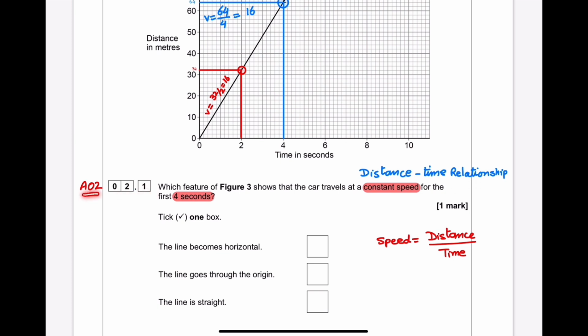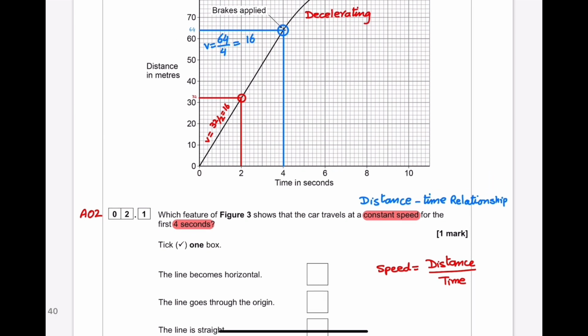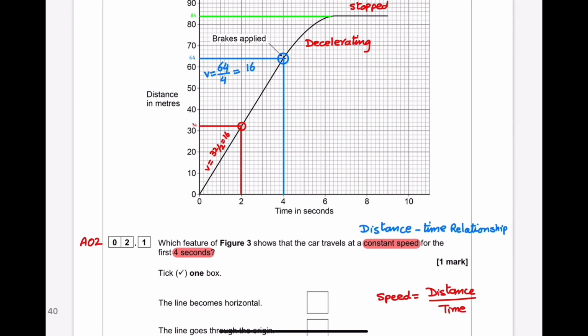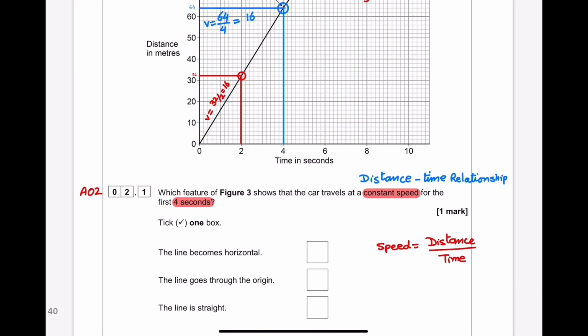2.1 is an AO2 question, and this question is from the distance time relationship. What feature of figure 3 shows that the car travels at a constant speed for the first 4 seconds? If we go here up to the first 4 seconds, we can see here the graph is a straight line. For the steady speed, it is not necessary that the graph should pass through the origin. We have 3 different options. We need to pick one of the options.